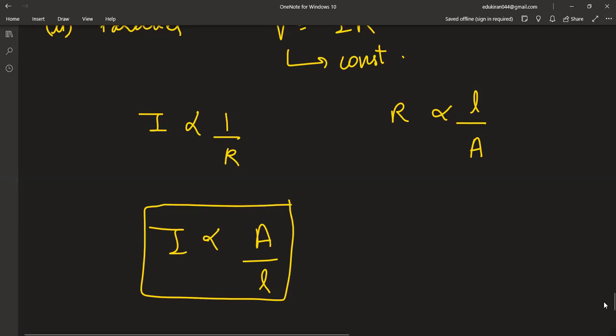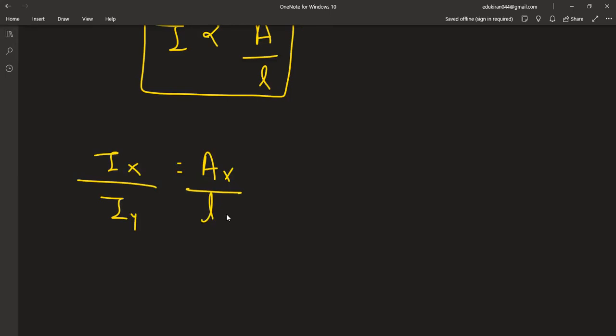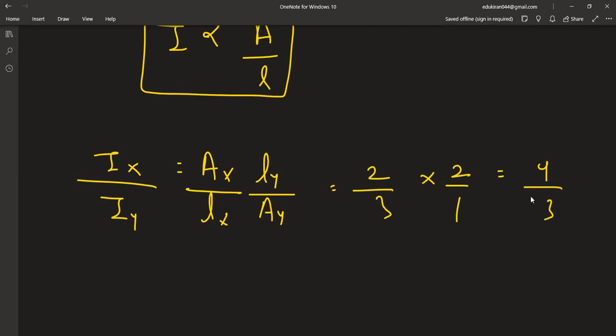It's important. Now, what all things are given in the question? Let's put it directly. So current for X by current for Y is area of X by length of X, times length of Y by area of Y. So the areas ratio is 2/3 and the lengths ratio is 1:2. So 2/3 times 2/1 becomes 4/3. But this is the ratio of current only.